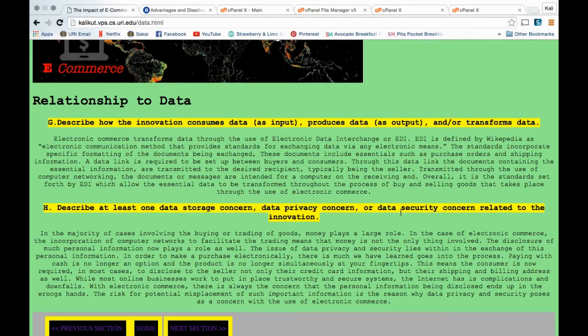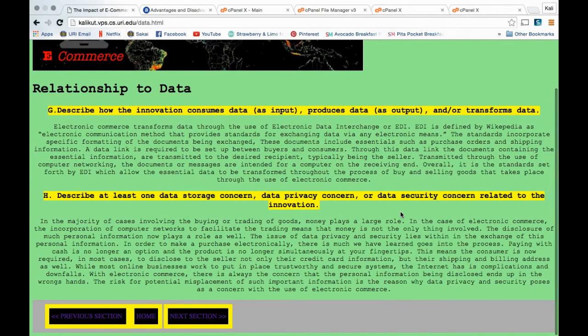These documents could be things such as purchase orders, shipping information, and more. Without EDI, we would not be able to successfully read the information being sent back and forth and would not be able to complete the transactions being made.